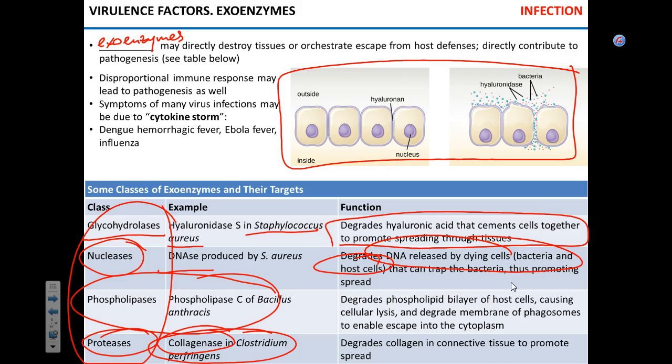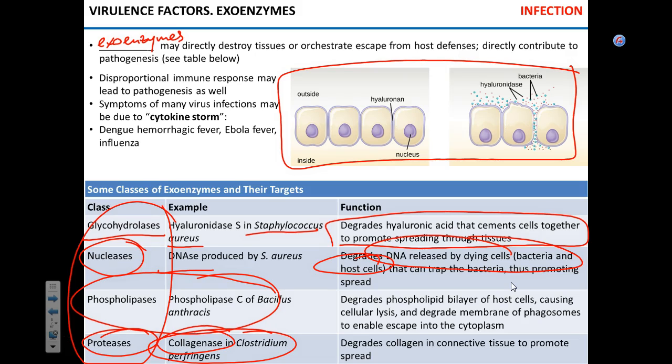Your epithelium, which is attached to the underlying connective tissue by the basement membrane, will start to fall apart. Your muscle fibers will start to fall apart because they are linked by connective tissue, whether it's epimysium, perimysium, or endomysium. So all those virulence factors contribute to the pathogenesis of infections.